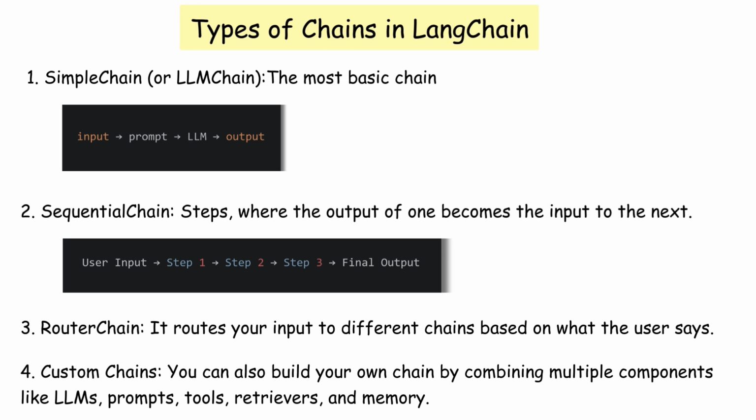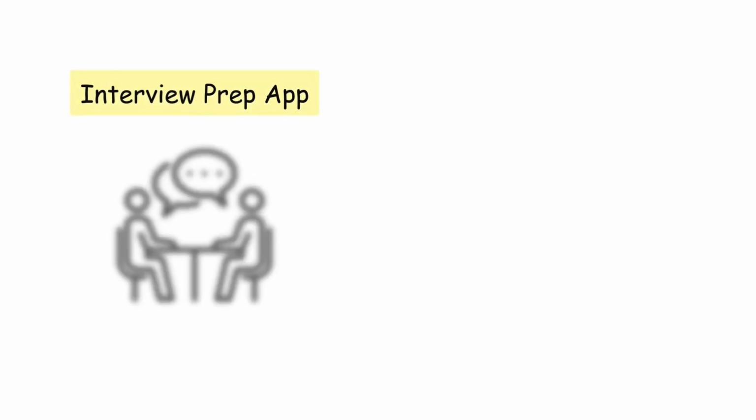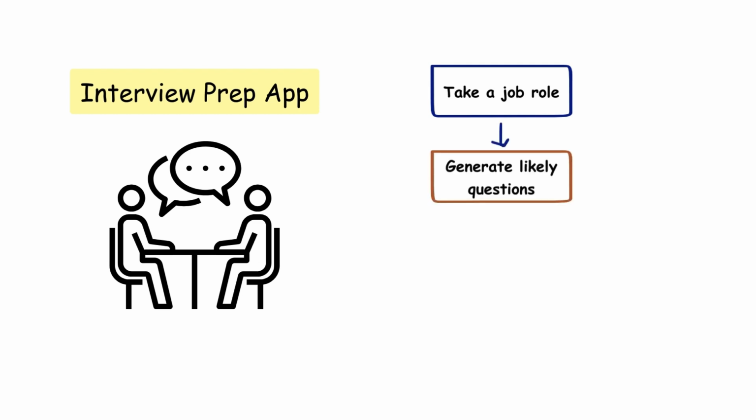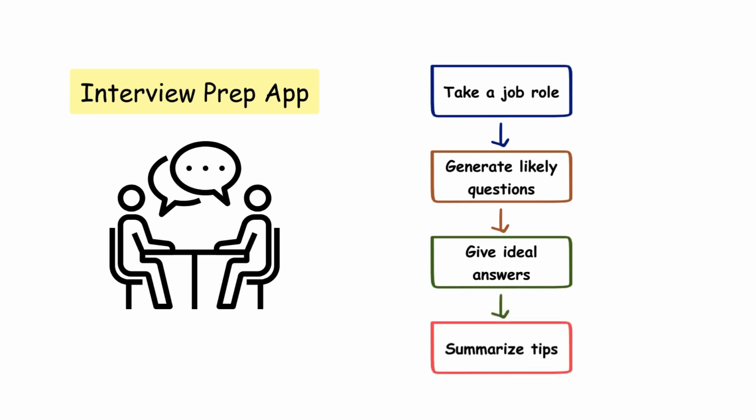The fourth one is the custom chain. You can also build your own chain by combining multiple components like LLMs, prompts, tools, retrievers, and memory. Imagine you're building an app that helps users prepare for interviews. First, you take a job role. Second, you generate likely questions for that role. Third, you give ideal answers. Then fourth, you summarize the tips. Each of these steps uses a prompt and LLM, so you can just chain them together.